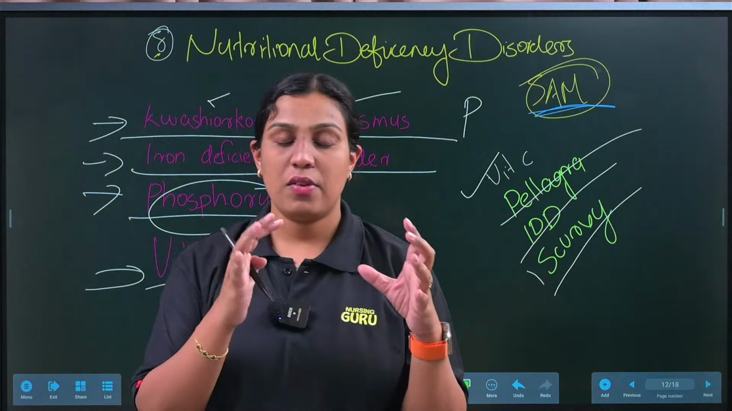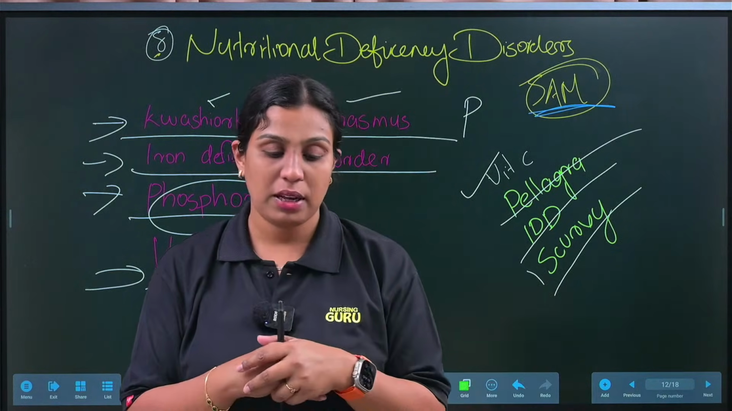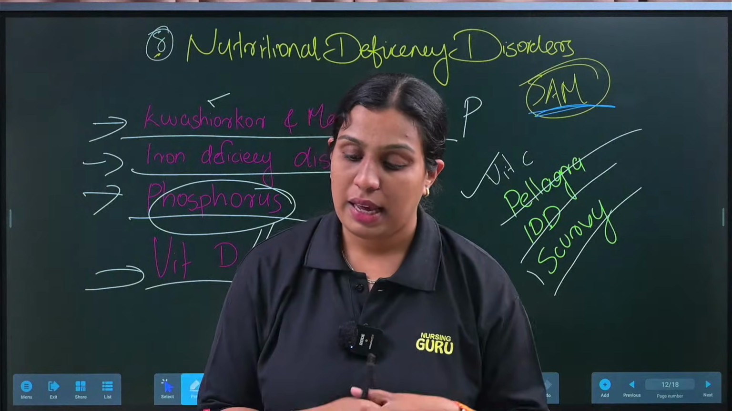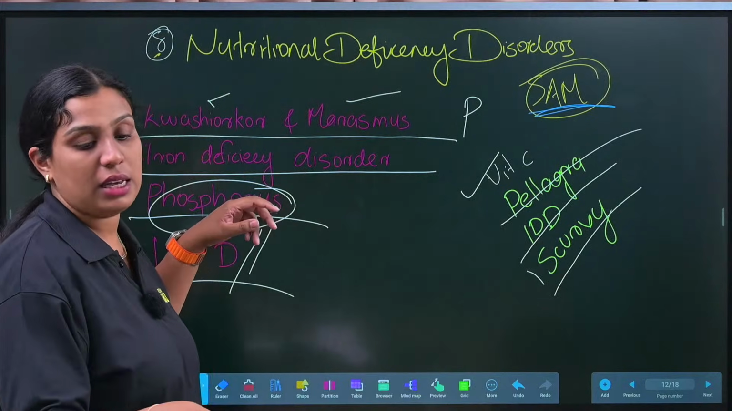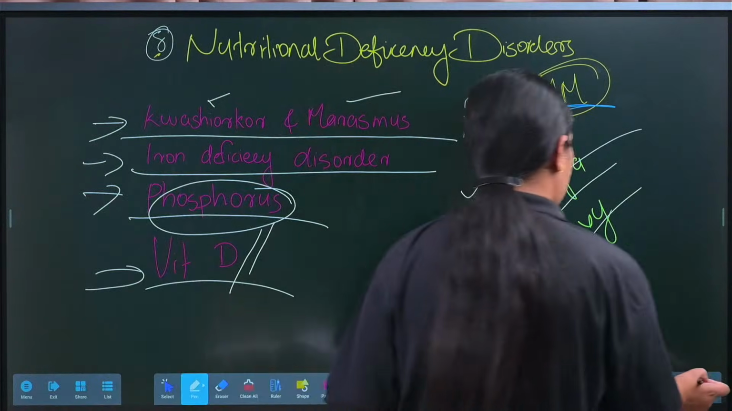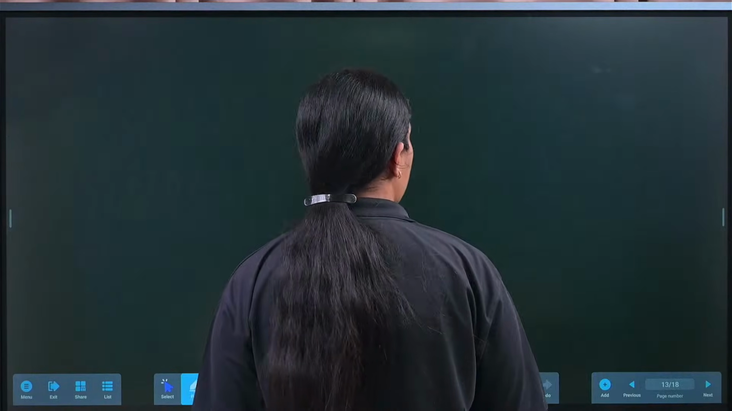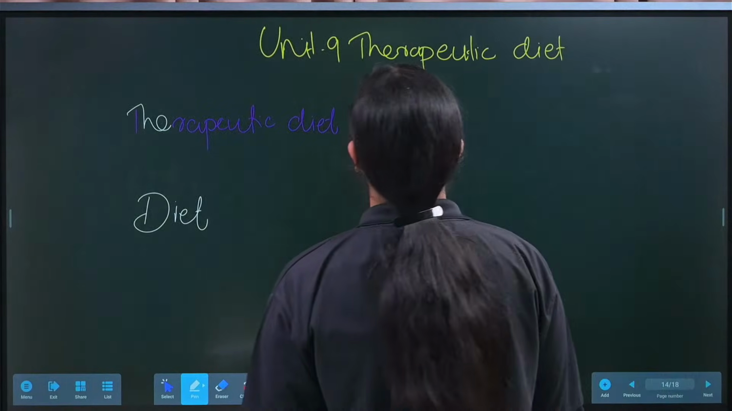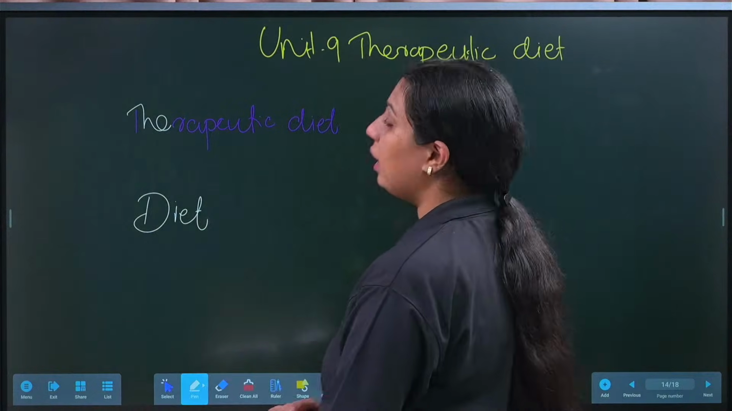That severe condition is known as scurvy. Remember that one. Clear? So next, we can move to the next chapter, which is about the therapeutic diet. This therapeutic diet is also important. Okay, therapeutic diet.